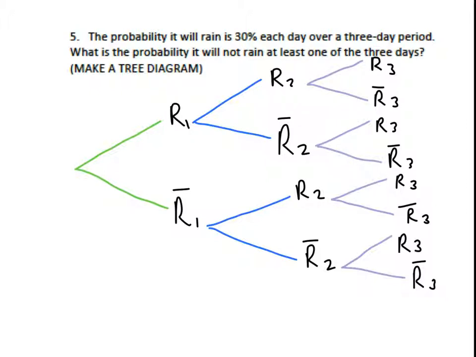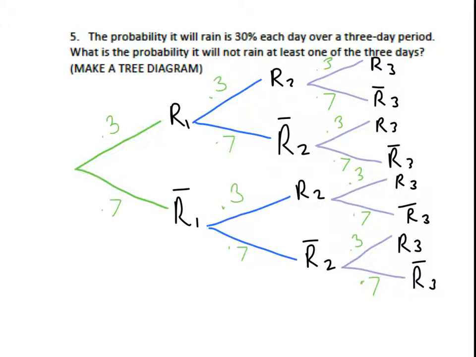And let's fill in our probabilities. So the probability that it will rain is 30%. If the probability that it will rain is 30%, the probability that it's not going to rain is 70%. So go ahead and fill in the rest of the numbers on your tree diagram. And mine is kind of all jumbled up because this screen is small.